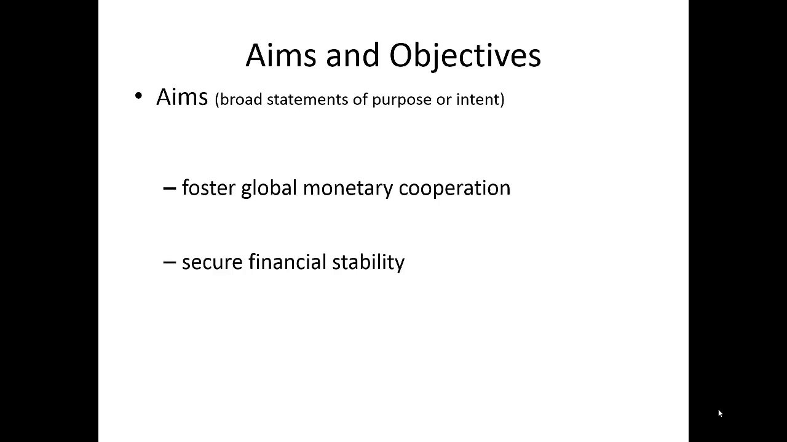We don't want Greece to default. In the same way, we don't want Papua New Guinea to default. We don't want the Solomon Islands to default. We prop up states in our region because it's in our interest. So the IMF helps foster global monetary cooperation and securing financial stability. So financial stability means you can keep making repayments over time.